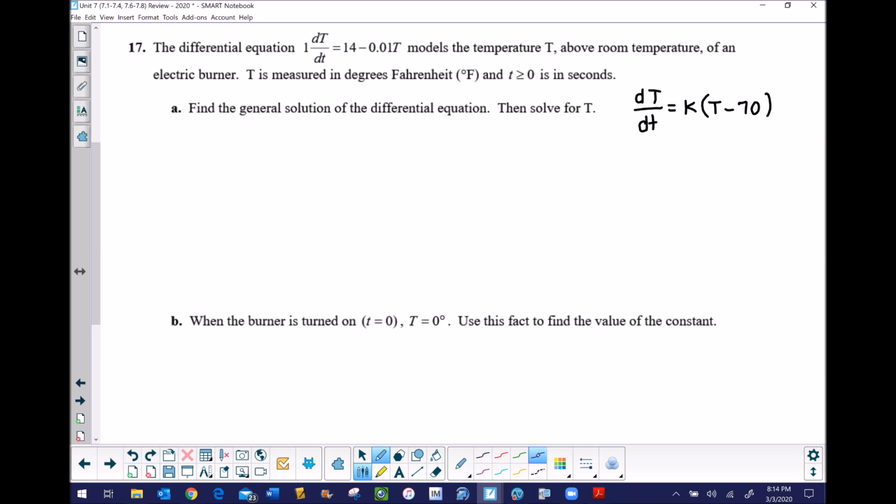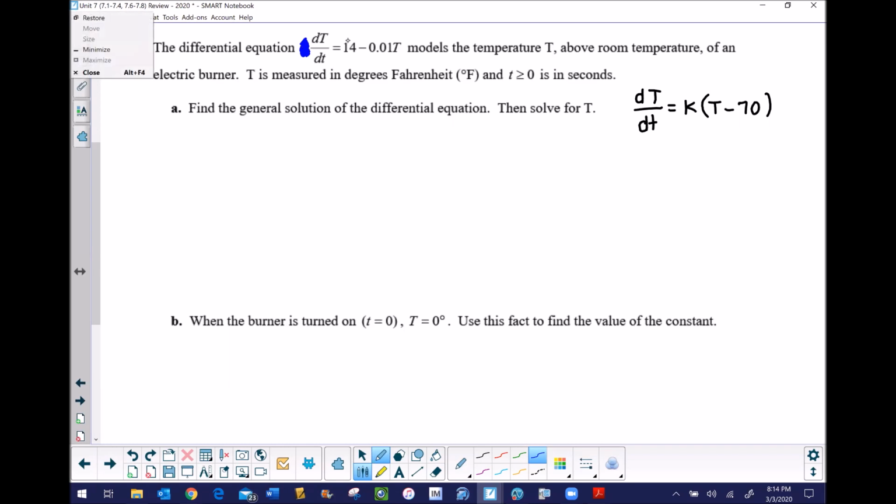First of all, it says we have a differential equation. You guys, I have no idea why there's a 1 there. I don't know if it's a typo, or if I just haven't gotten rid of that, but you don't need a 1. It doesn't change anything. So that models the temperature above room temperature of an electric burner. T is in degrees Fahrenheit. Time can only be positive or 0. So it says find a general solution.